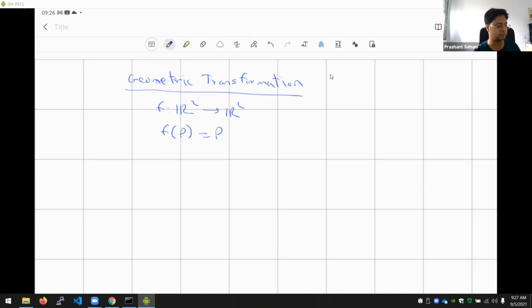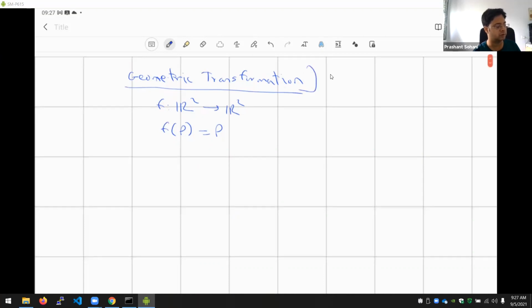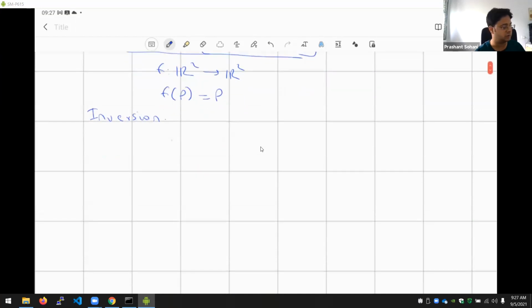So I won't talk more about this right now, but just know that the word transformation means that it is some operation on the entire plane. In particular, inversion is also one such operation. And for inversion, what you require is a circle. What are the inputs to this operation? You require a circle somewhere.